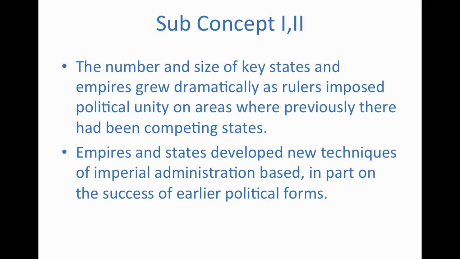The first of the two subconcepts states that the number and size of key states and empires grew dramatically as rulers imposed political unity on areas where previously there had been competing states. Empires and states developed new techniques of imperial administration based in part on the success of earlier political forms.